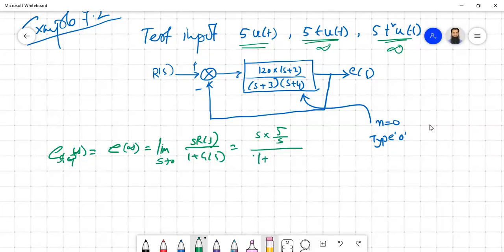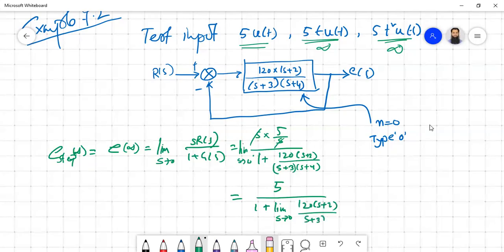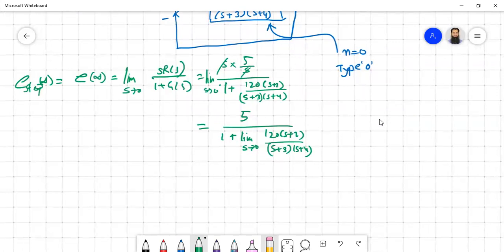Okay, and 1 plus the G of s that we have, that is 120 (s plus 2) divided by (s plus 3)(s plus 4). And don't forget the limit, it is always there. Now this s and s are getting cancelled out. What is left is basically 5 divided by 1 plus, and the limit is only applicable where the s terms are available, so we can directly put it here: (s plus 2) and (s plus 3) into (s plus 4). If s is replaced by 0, then what will be left is only the constant terms. So basically 5 by 1 plus 120 into 2 divided by 3 into 4. So basically 120 divided by 12, 10 into 2 is 20. So what we are going to get is 5 by 21. So this is our steady state error for the step input.